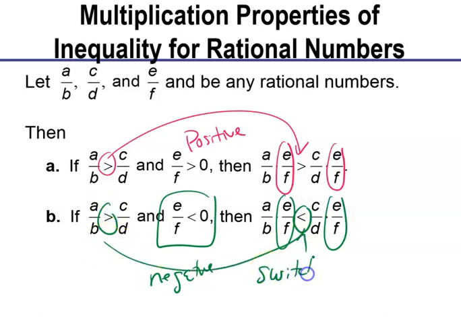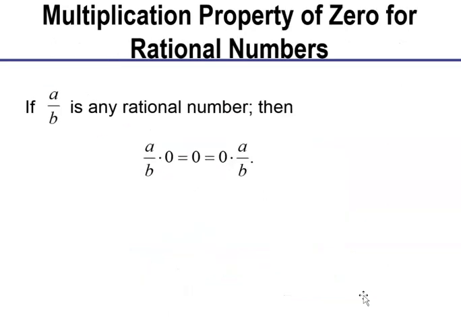So be very careful, common mistake with students, when you multiply by a negative value, whether it's integers or rational numbers, the direction of the inequality switches. Okay? What about when you multiply by 0? You get 0, right? This is true for whole numbers, this is true for integers, and now we can say this is true for rational numbers as well.